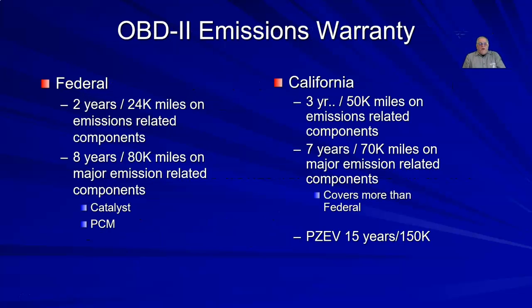Prior to 1995, emission warranty was 5 years, 50,000 miles. Starting in 1995, the emission warranty went to 2 years, 24,000 miles on emission components, except for the catalytic converter and the PCM. California, they do their own thing. They went to 3 years, 50,000 miles for emission, and then 7 years, 70,000 miles for the major emission components. Their major emission components cover more than the CAT and the PCM, but I don't know how much more.